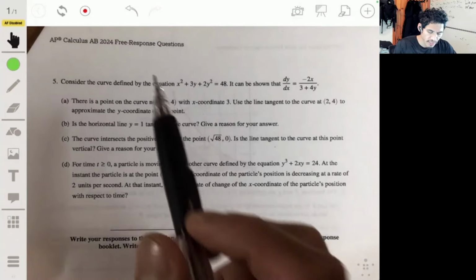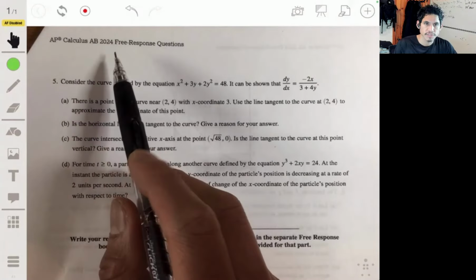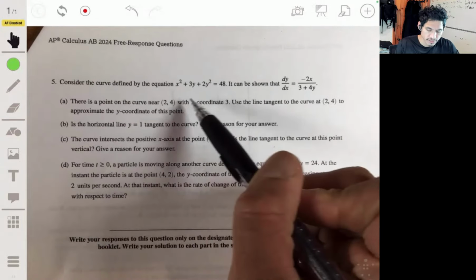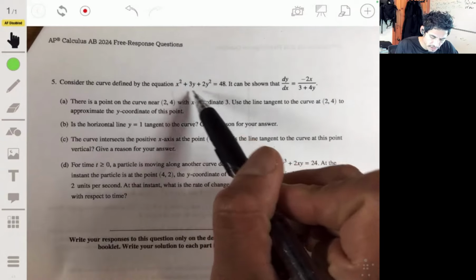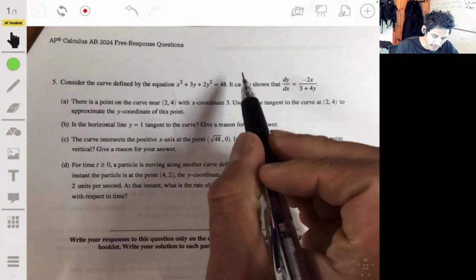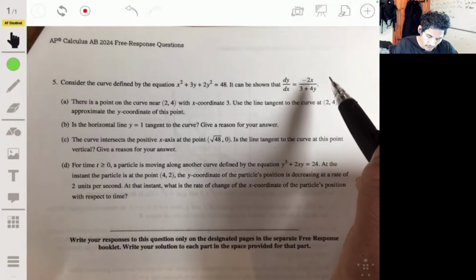All right, problem 5 from the free response section of AP Calculus AB 2024. So here we got this curve, this fancy equation. This is going to be an ellipse. You don't actually need to know that, but I just thought I'd point that out, which is going to be like a stretched out oval, circle-ish.